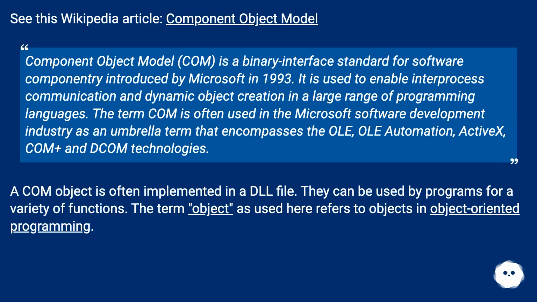A COM object is often implemented in a DLL file. They can be used by programs for a variety of functions. The term object, as used here, refers to objects in object-oriented programming.